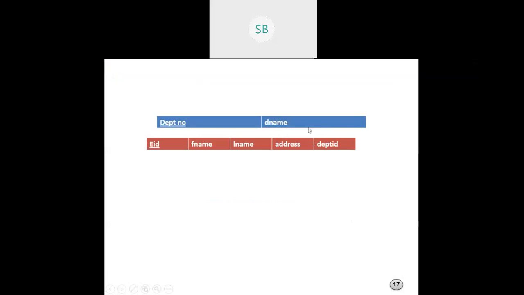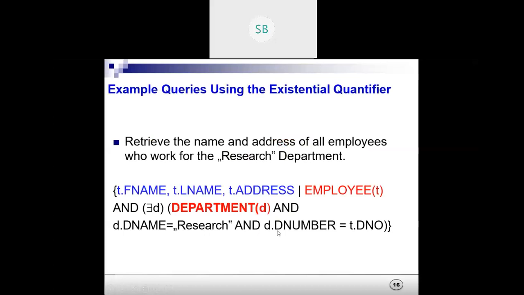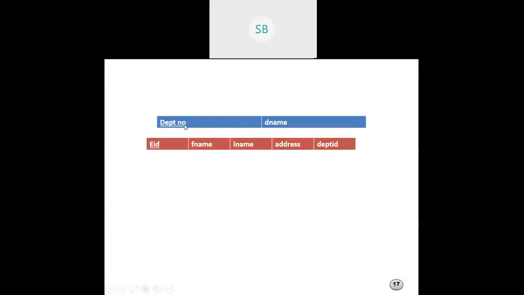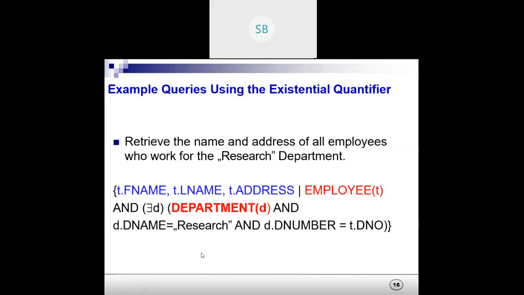Here we will find out where the research department is, and one more condition is there: D dot number equal to T dot DNO. D dot number should map with T dot department number or DNO, whatever is mentioned. For our case it will be T dot department ID. Now, is anyone not clear how we are finding it?